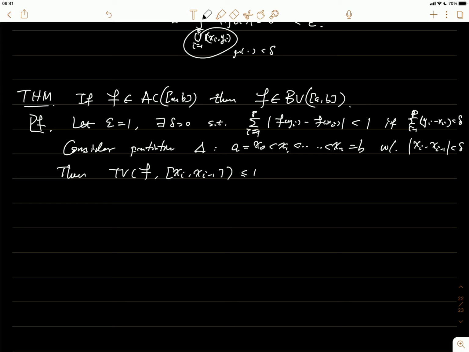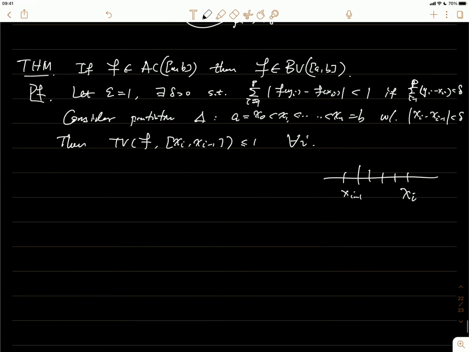The reason is that if we have this x_{i-1} and x_i, and we know the length is less than delta, then it doesn't matter how we make a partition of it; the variation of f using this partition is going to be less than or equal to 1, since the total length here is bounded by x_i minus x_{i-1}, which is less than delta. So the variation will be bounded by 1. So if you take the supremum of the variation, we get the total variation, which will also be less than or equal to 1 for any i.